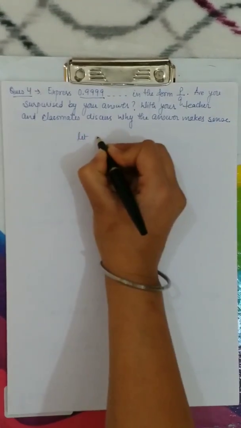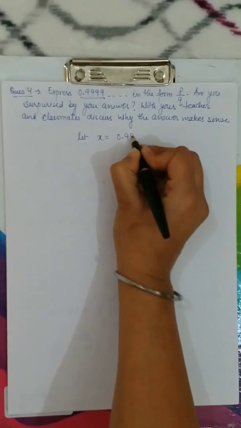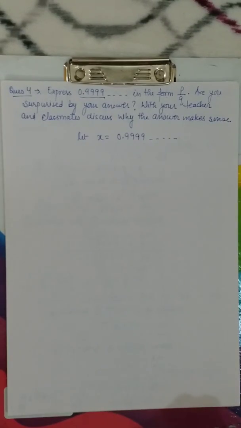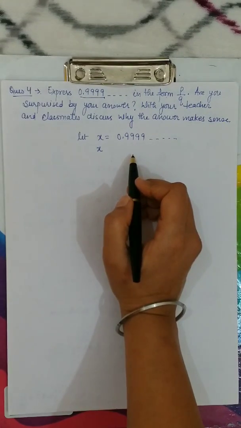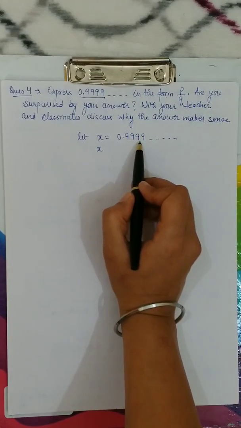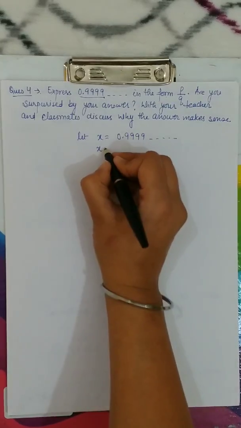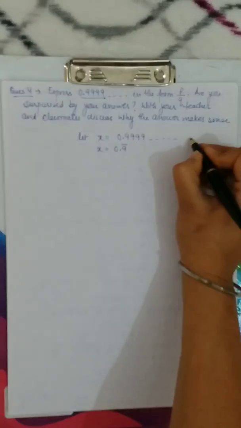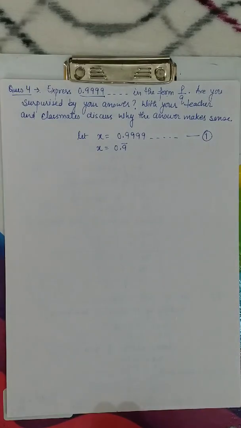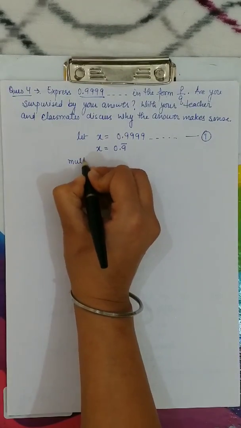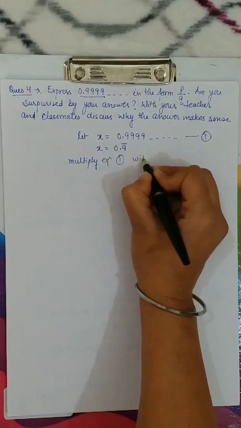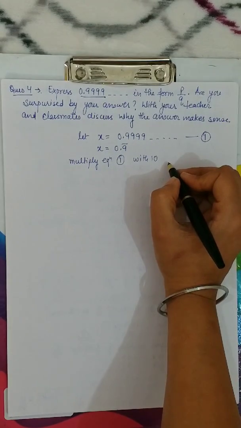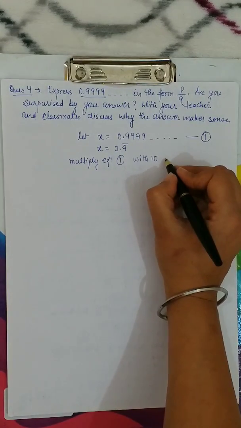So same, let x is equal to 0.9999 and so on. Clear? So next step is, see how many digits repeat again and again. Only 9 is the number which repeats again and again. So it can be written as 0.9 bar. Let this be equation number 1. It means we have to multiply equation 1 with 10 on both sides.